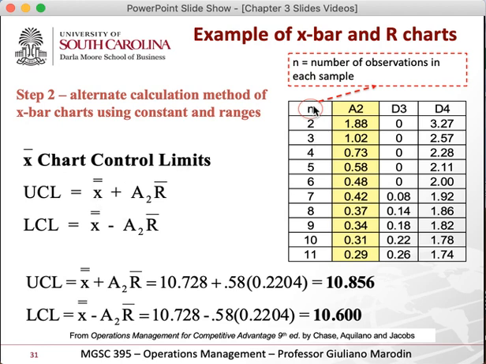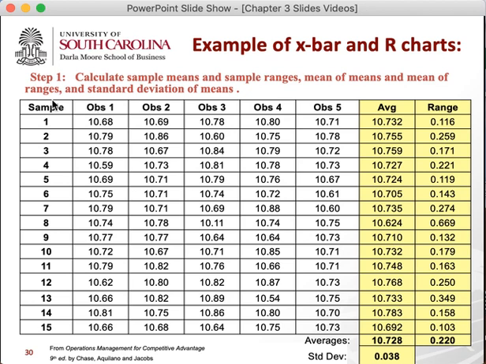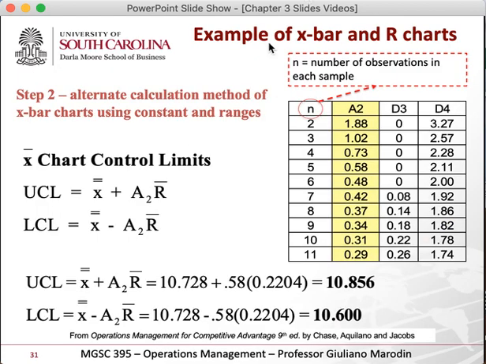And N, pay attention to this. I put it in red dotted lines, which is very, very important. N is the number of observations in each sample. Sorry, it's not the number of samples; it is the number of observations in each sample. I have 1, 2, 3, 4, 5 observations in each sample, so N equals 5, and A2 equals 0.58. That's what I'm going to use here as A2.